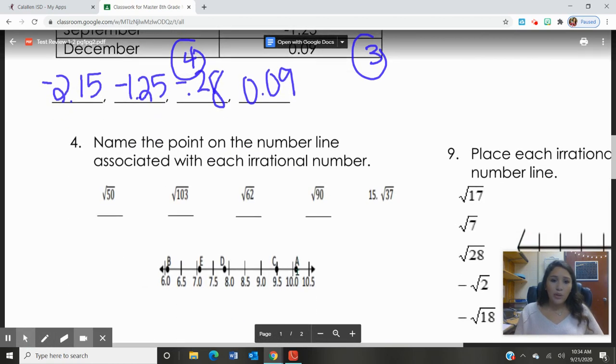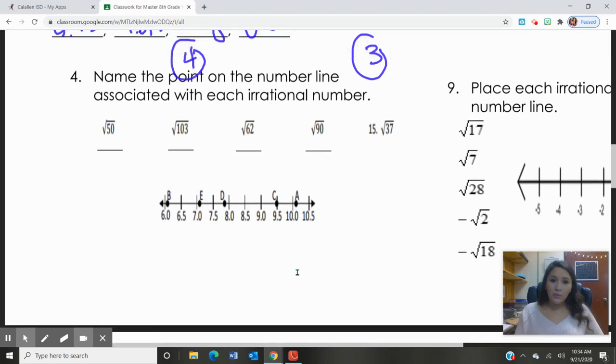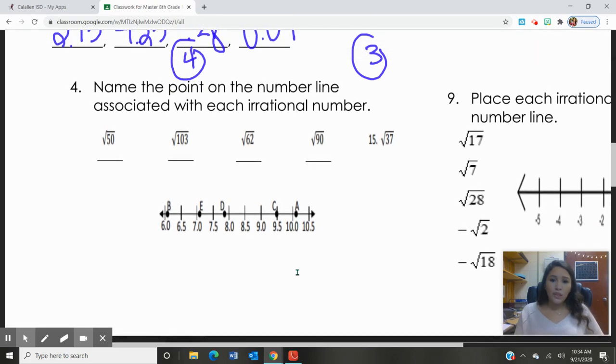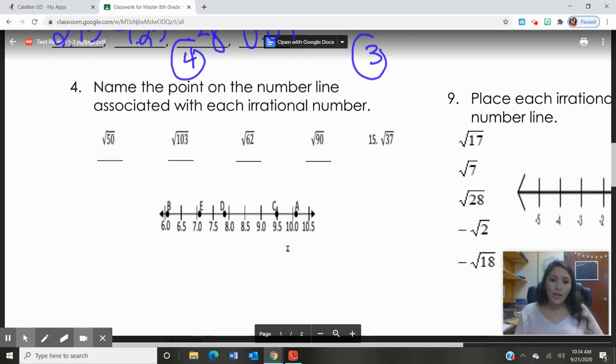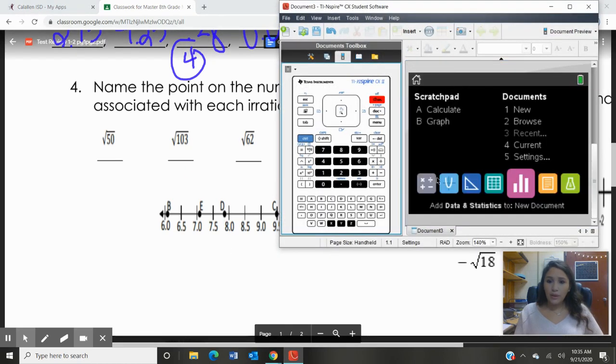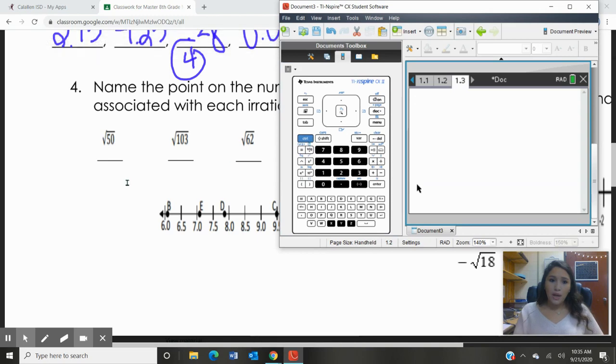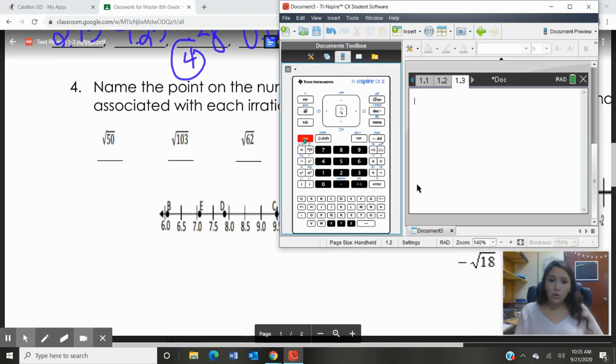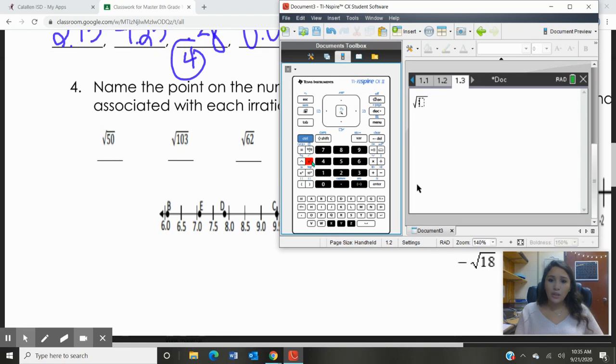It says, name the points on the number line associated with each irrational number. So first things first, they give me a whole bunch of square roots, and my number lines are numbers. So what I have to do is convert these square roots into numbers. So I'm going to press my on button and open up a calculator window. I need to find the square root of 50, so control, and then you're going to press x squared to get the square root, and then 50, I'm going to press enter, and it says that is equivalent to 7.07.